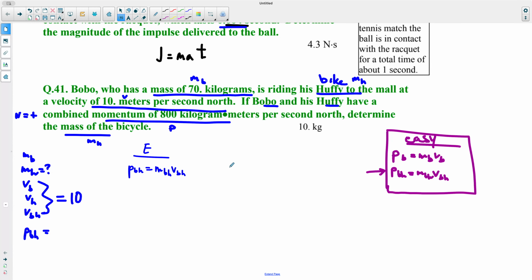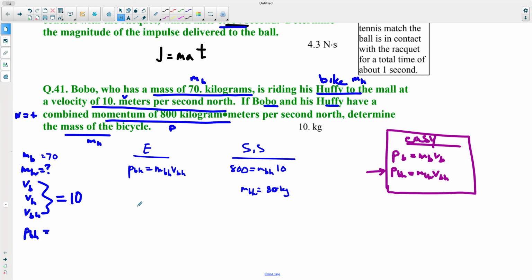By the way, this is not the only way to do this problem. There are other ways to do it, but this is pretty straightforward. And so when you substitute and solve this, you know that 800, you don't yet know the mass of Bobo and the Huffy. You know only the mass of Bobo. And the velocity here was 10. And when you solve this, obviously, the combined mass is 800 over 10, or 80 kilograms. Now, it's a very easy subtraction to recognize that if the combined mass is 80, and Bobo's mass was 70, well then clearly the mass of the Huffy has to be the remaining difference there, the 10 kilograms.